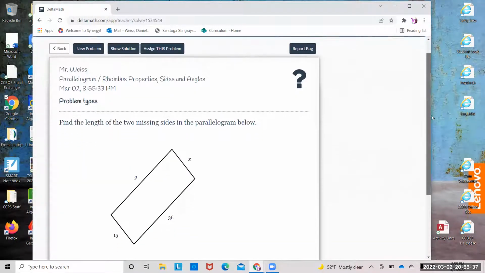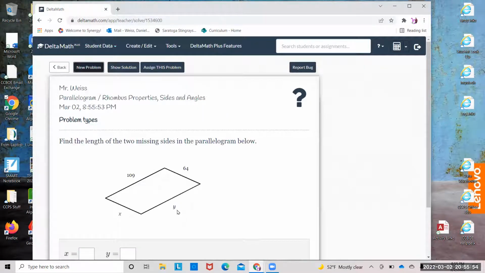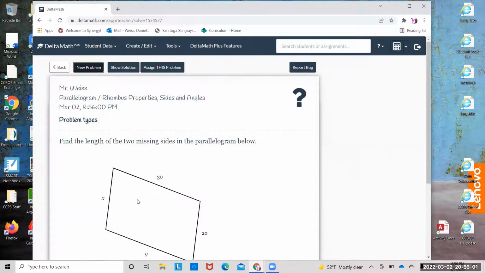In a parallelogram, a rectangle for that matter. Oh, no, parallelogram, sorry. These two are equal. X equals 15. These two are equal. Y equals 36. Done. Y equals 109. X equals 64. Done. Y equals 30. X equals 20. Done.